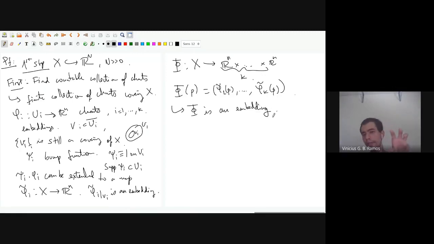Okay, so look locally, for each p you can find one of these i's where phi i tilde is an embedding near that p. So that means that the capital phi here will be an embedding. Okay, so that's the first step: to embed X into Rn for some n very, very large.